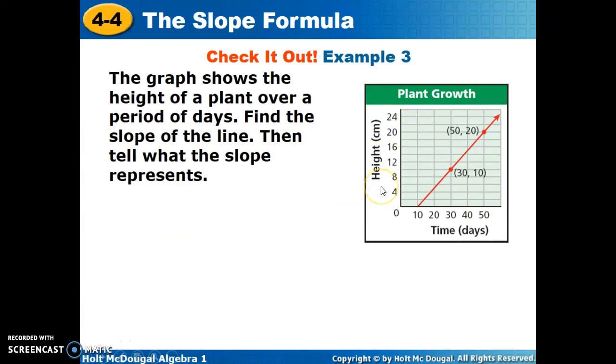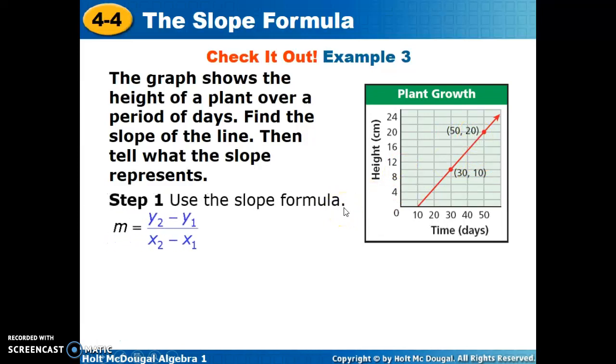And for this one, we see height and we see time. The height of a plant versus time. So from this first point, 30 days over 10 centimeters. And here we have 50 days and 20 centimeters. So let's use our slope formula.